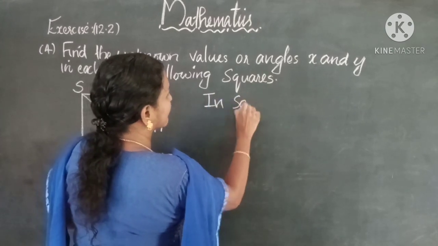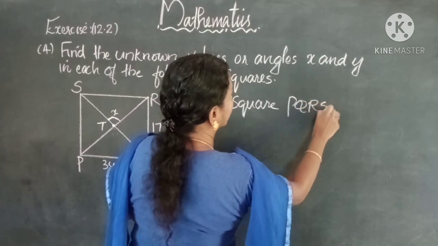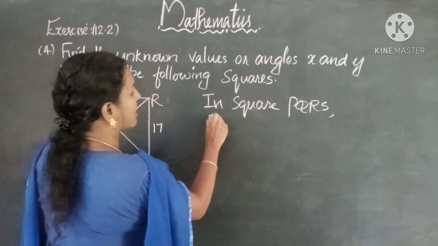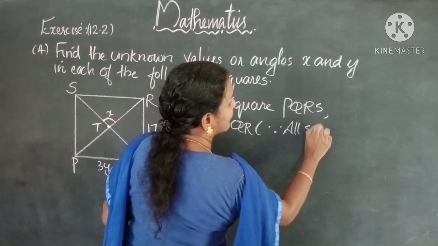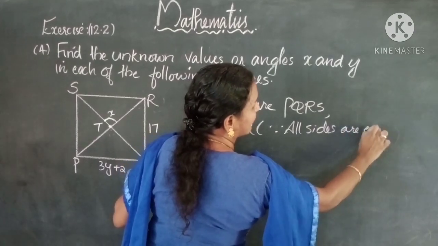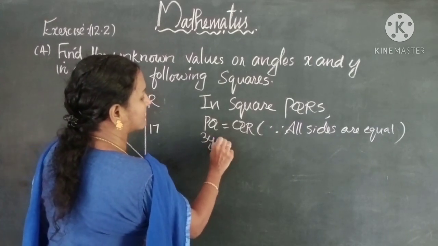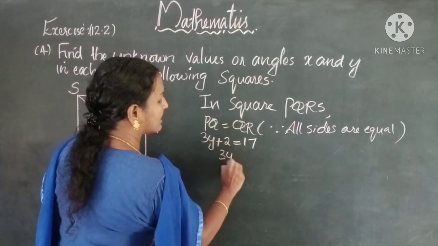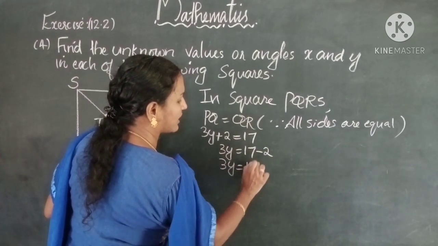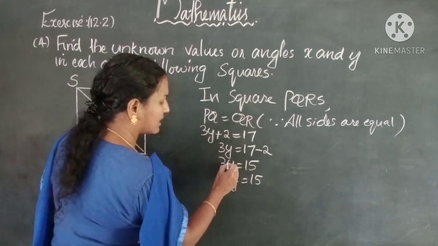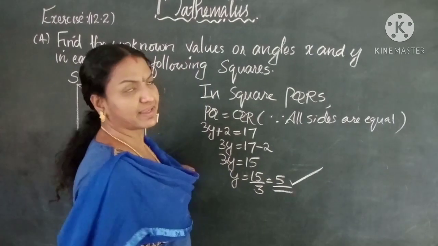In square PQRS, PQ and QR are equal. Reason? All sides are equal. So 3y plus 2 and 17 are equal. 3y plus 2 is equal to 17. 3y is equal to 17 minus 2. 3y is equal to 15. y is equal to 15 divided by 3, which is equal to 5. y is equal to 5.